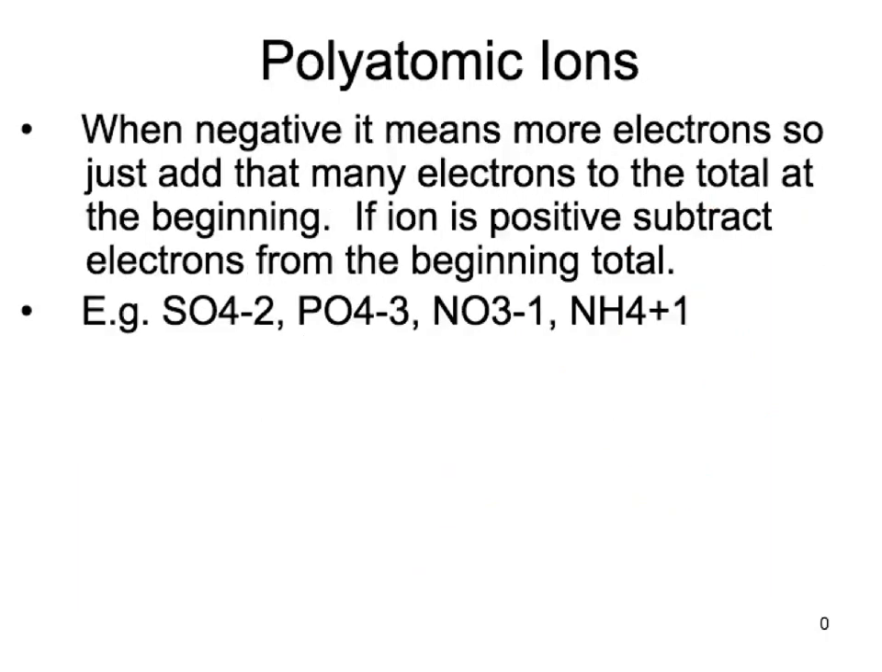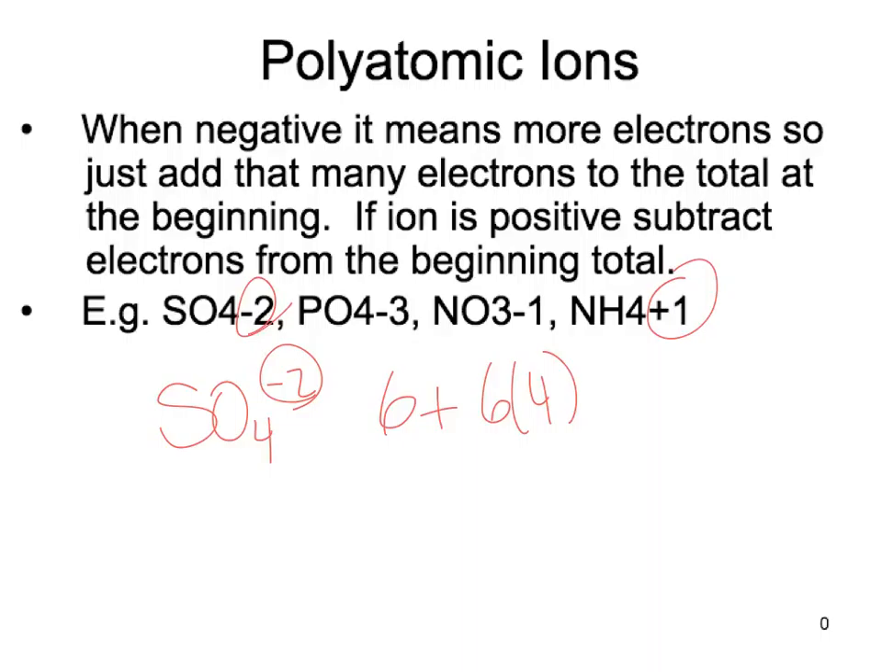Polyatomic ions: all you do with a polyatomic is you add electrons, because that -2 came from the fact that you gained 2 electrons. If you have one with a positive one, you just take an electron away. So sulfur is 6, oxygen is 6, and there's 4 of them, plus I'm going to add that 2 from the fact that it's a -2. So we have 32 electrons, and now everything else is the same.